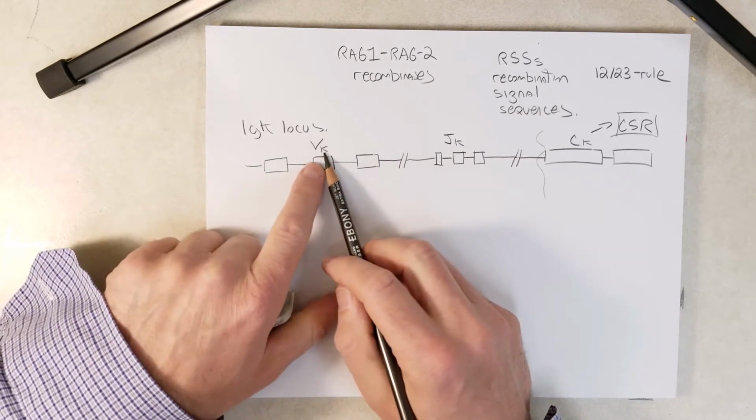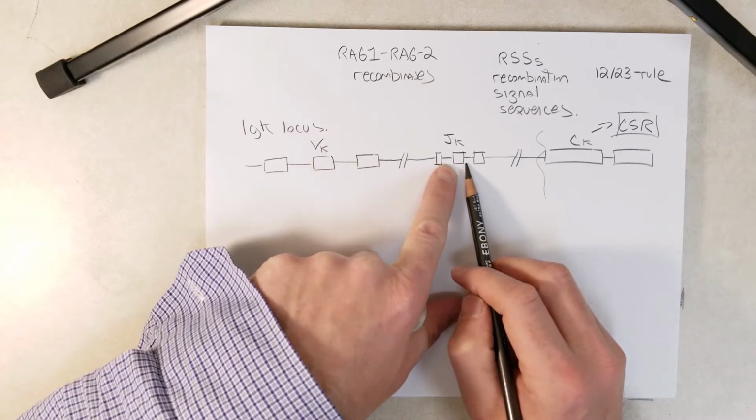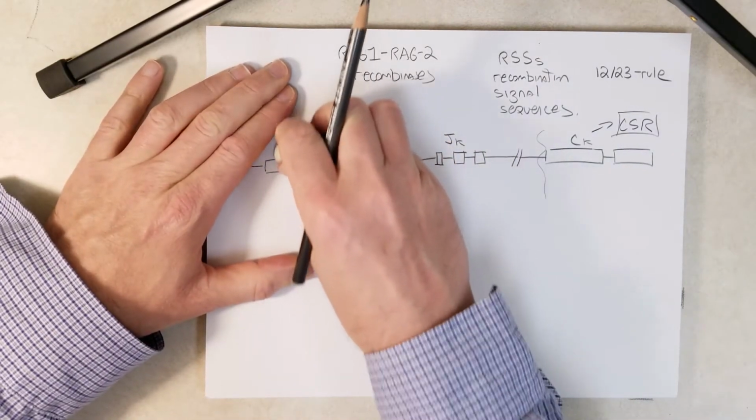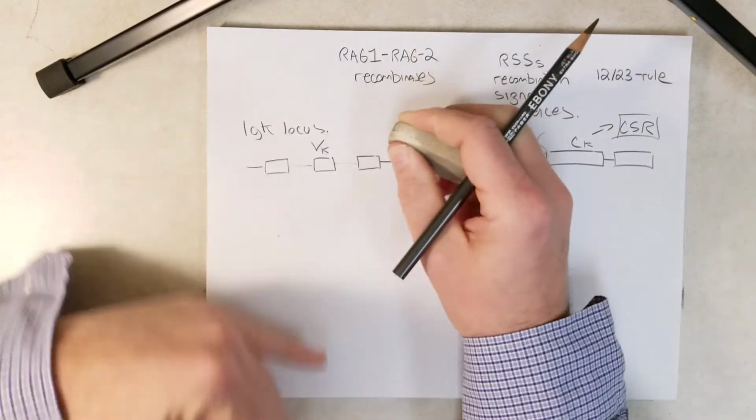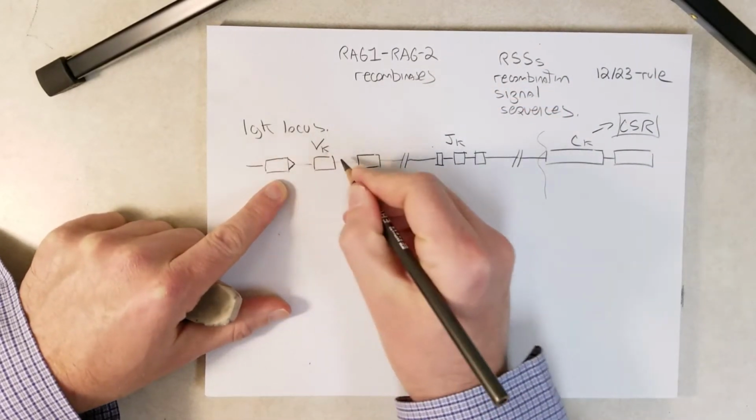Now we have some V segments up here from the IgK locus, and we have some J segments down here. Each of these V segments at the IgK locus is going to have an RSS sequence.